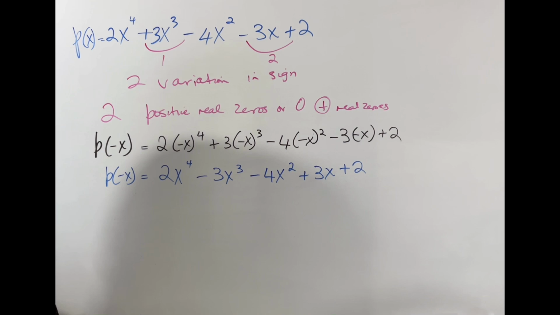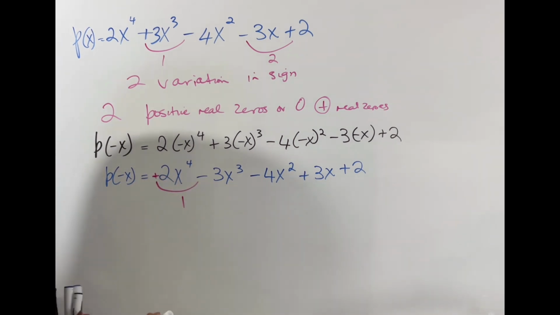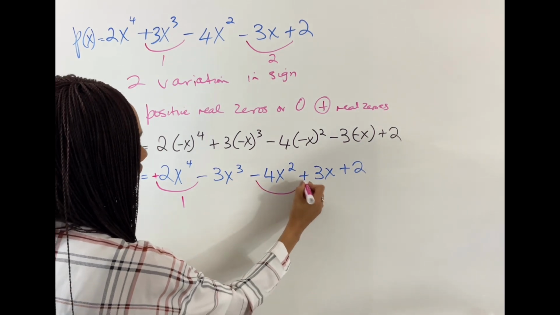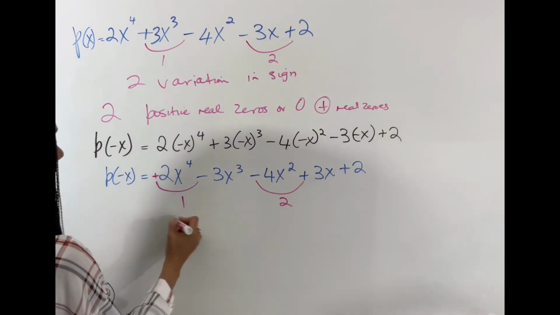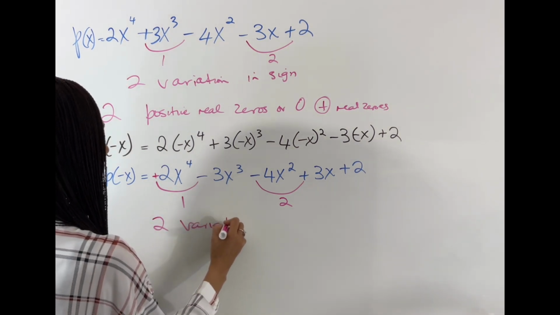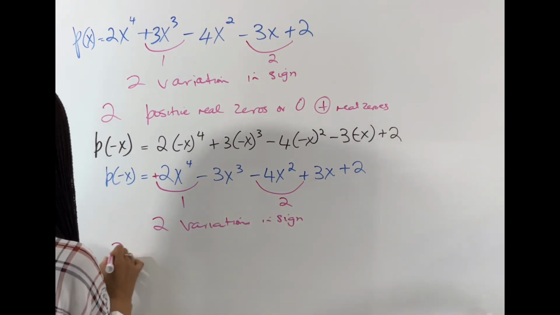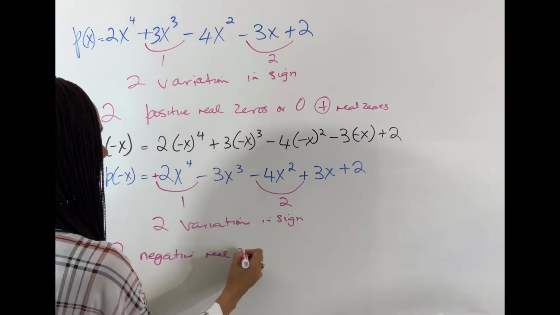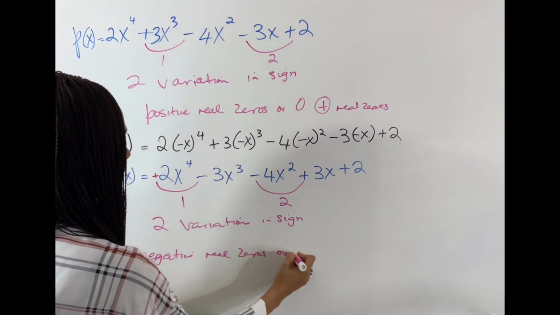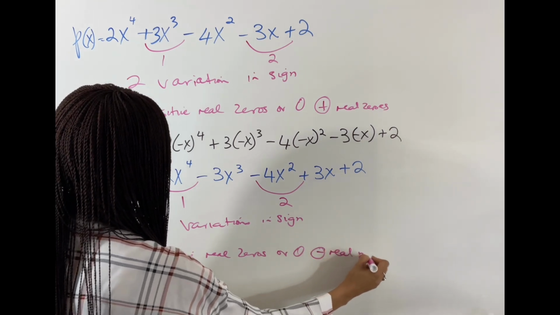So let's look for our variations in sign. We know there is an invisible plus sign here, and we're going from plus to minus, that's one variation. We notice there's a movement here from negative to positive, so that's the second variation in sign. So in this case, we have two variations in sign, and so we will end up with two negative real zeros or 0 negative real zeros.